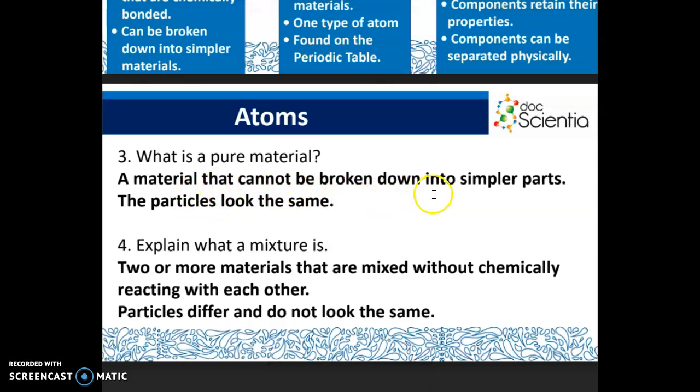A material that cannot be broken down into simpler parts. The particles look the same. Explain what a mixture is. It's two or more different materials.